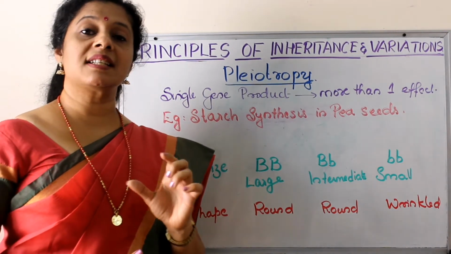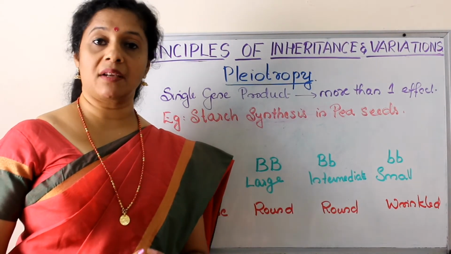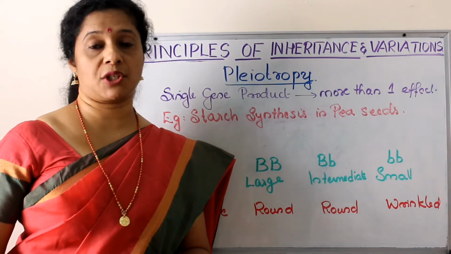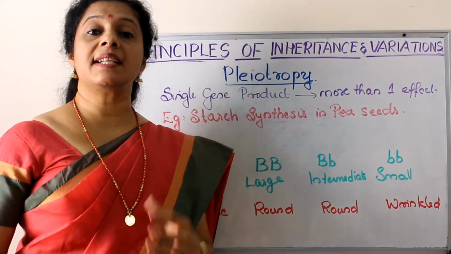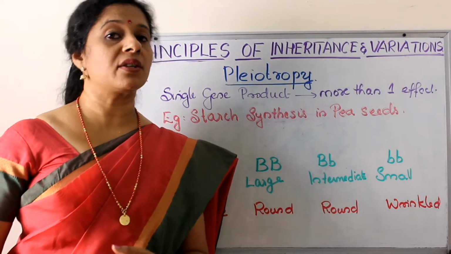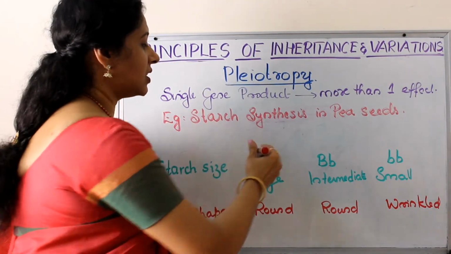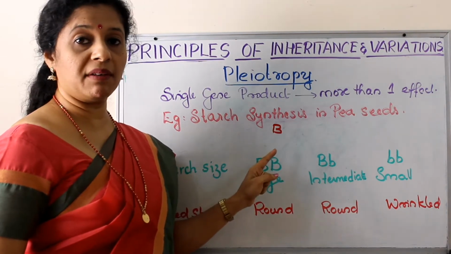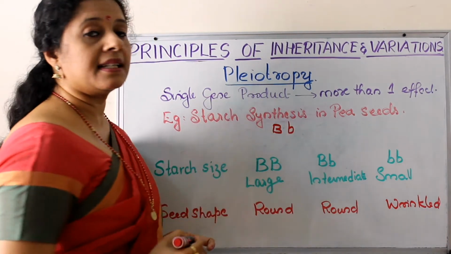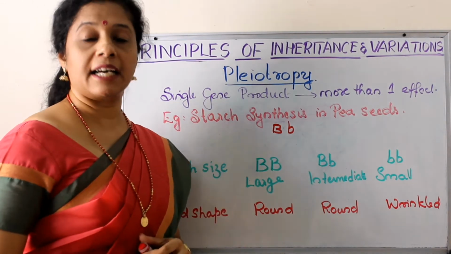We know that starch is the stored form of carbohydrate in plants. After photosynthesis, they prepare glucose, but when they want to store it, they store it in the form of starch. The size of the starch grains may vary from seed to seed. So what is determining the size of the starch grain? Nothing but a gene. Let us consider a gene B, which is responsible for the starch grain size, and its other allele is small b. Capital B is dominant, small b is recessive.